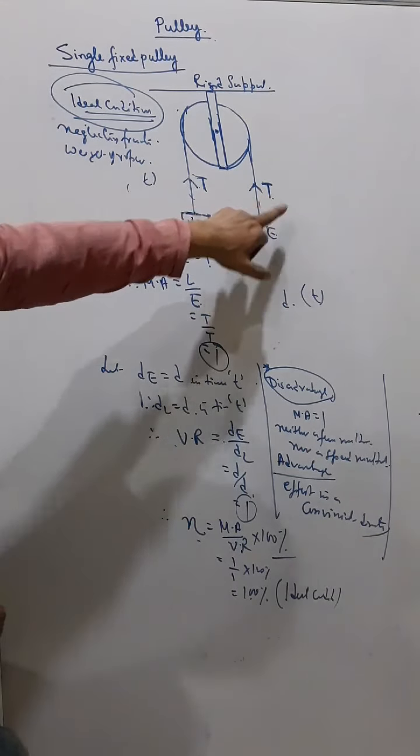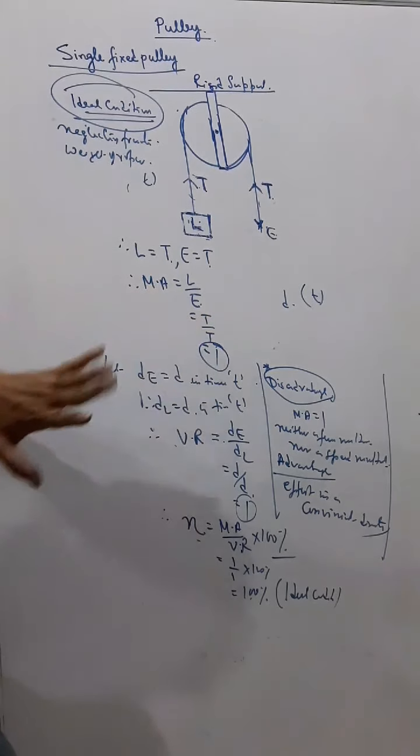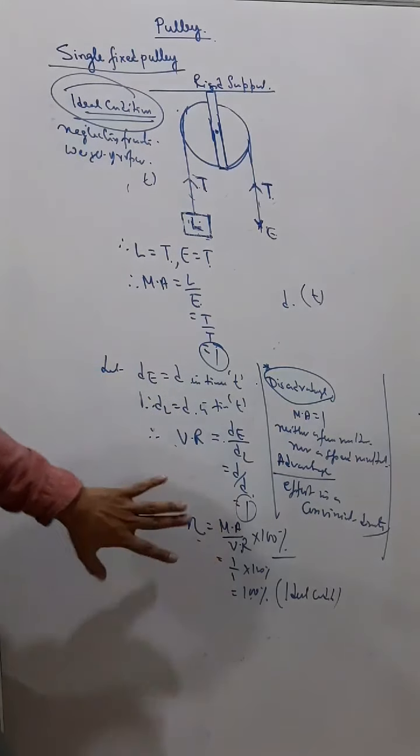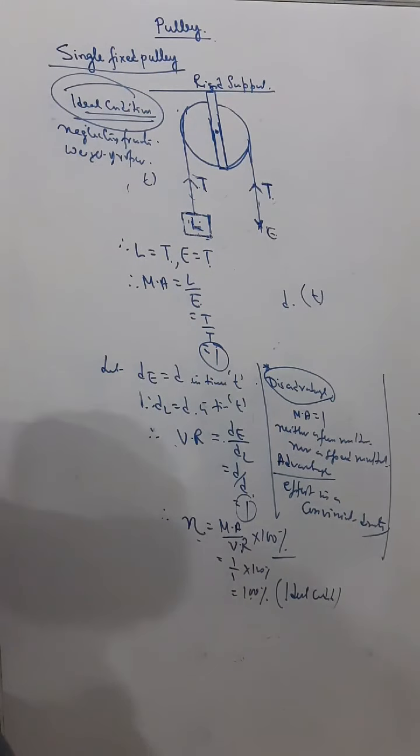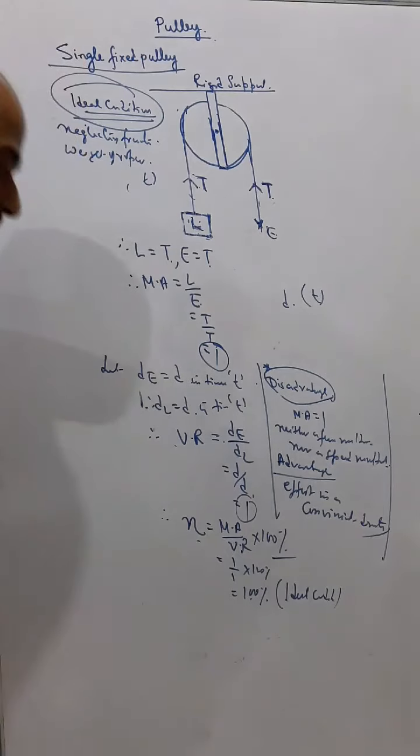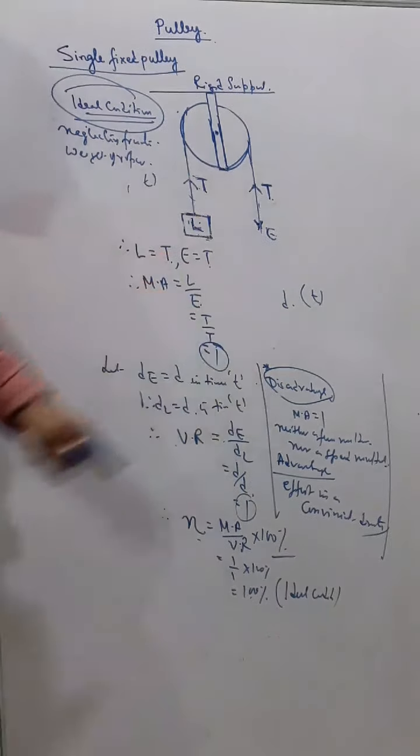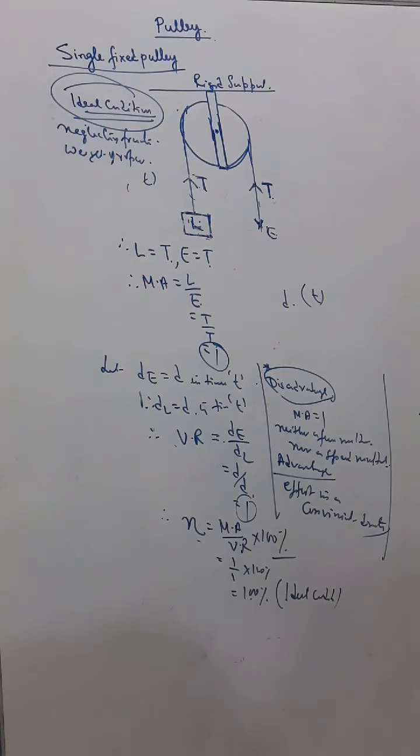So we can say due to load there is T, effort is also T, mechanical advantage is T by T, that is 1, velocity ratio is 1, and efficiency is 100%. What is the disadvantage? The disadvantage is mechanical advantage is 1, that means it's neither a force multiplier nor a speed multiplier. And what is its advantage? Its advantage is that we can use our effort in a convenient direction, and that is the downward direction.